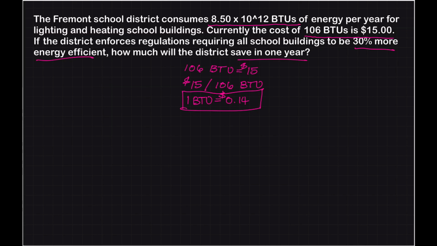And then we know that they're using 8.5 times 10 to the 12 BTUs, and they need to be 30% more efficient. So that means they're going to use 70% of that energy. So we've got this huge number, but it's not going to scare us. And it's the same kind of thing. We want to know what 70% of that is, because that'll be what the school district uses next time. So we will have 8.5 times 10 to the 12 times 70 equals 100x.